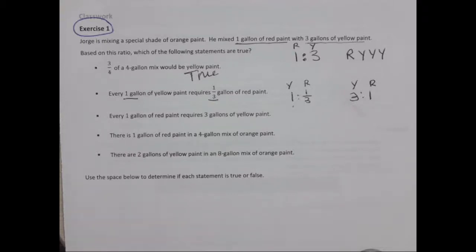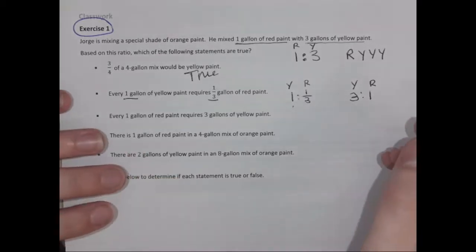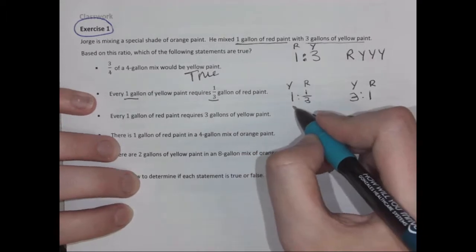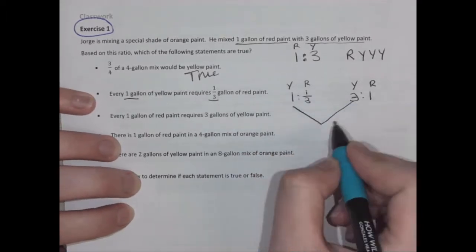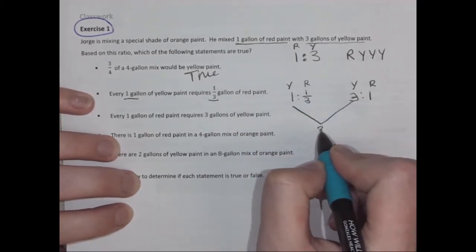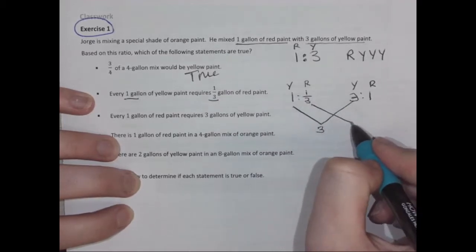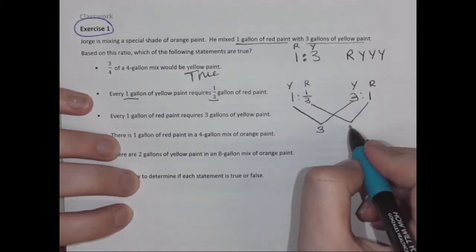For every 1 gallon of yellow paint, we need 1/3 of a gallon of red paint. True or false? Oh, I got a nice mixture. Let's talk about it. So, if I multiply 1 times 3, do I get 3? If I multiply 1/3 times 3, do I get 1?